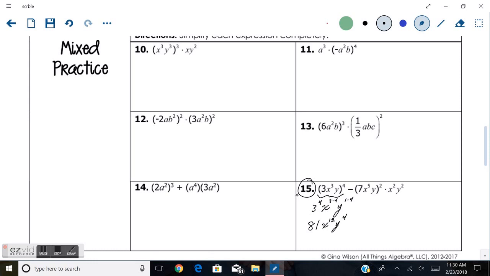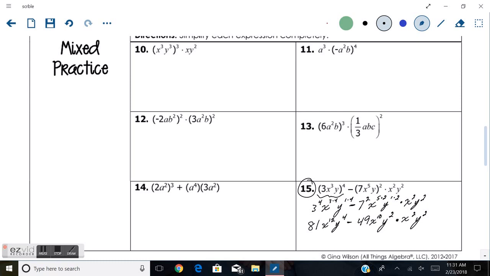Minus 7 squared, x to the 5 times 2, y to the 1 times 2. So that's 49 x to the 10th, y squared, times x squared, y squared, times x squared, y squared.